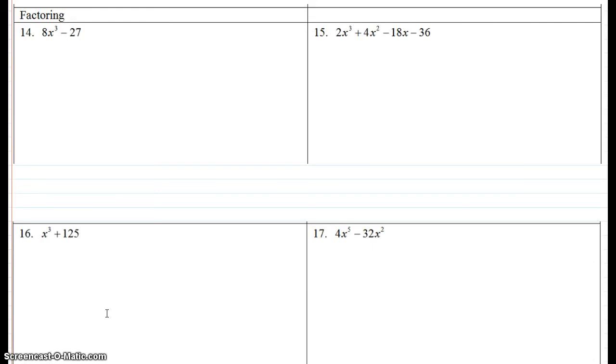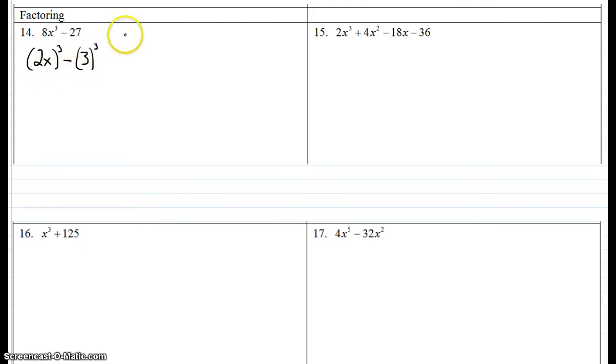Alright, let's look at 14, 15, 16, and 17, all concerning factoring. So as we look at number 14, the first thing you should notice is we have a cube, we have a difference, so we should automatically think difference of cubes. This happens to be one of my favorites. So first, can you rewrite these as cubes? Well, this could become 2x cubed, and the 27 can become 3 cubed.